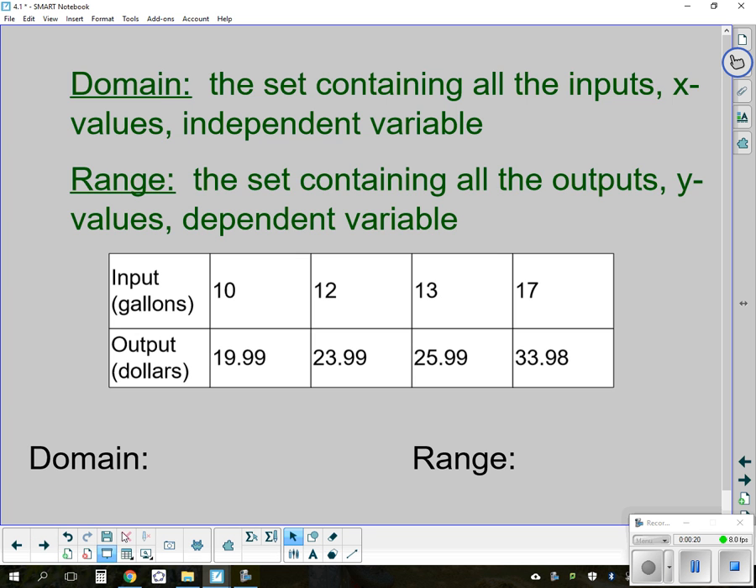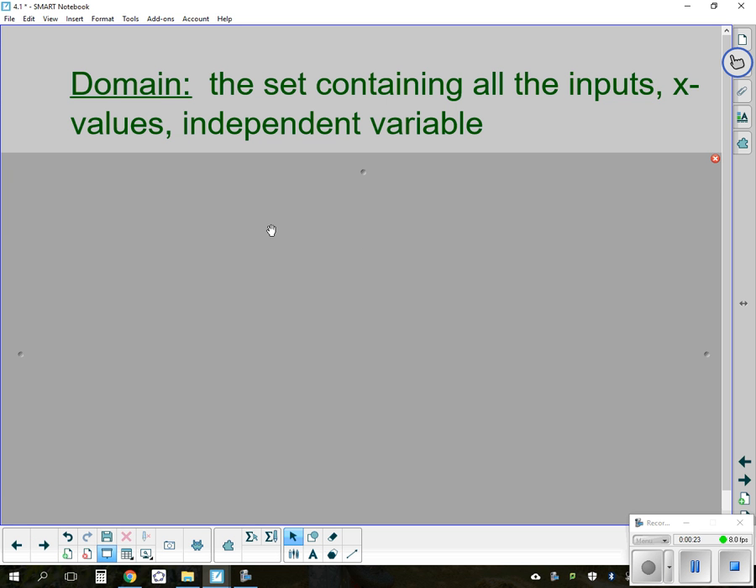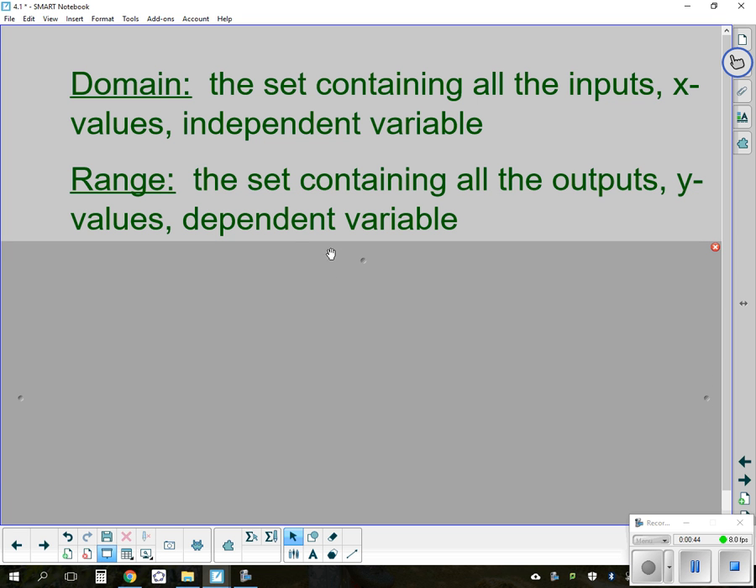Okay, first of all, we have some vocabulary. The domain is the set containing all the inputs, the x values, or the independent variable. Okay, so all of those words are interchangeable. They're synonyms: domain, inputs, x values, independent variables. And then the opposite of that is the range, which is the set containing all the outputs, the y values, or the dependent variable. And again, you can use all of those words interchangeably. Range, outputs, y values, dependent variable. They all mean the same thing.